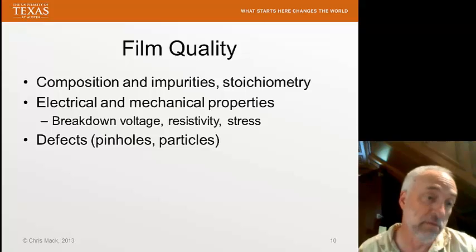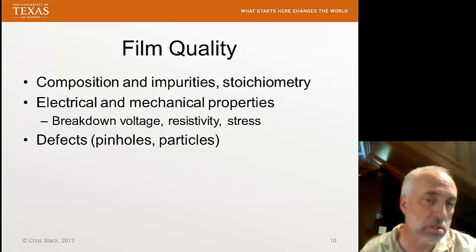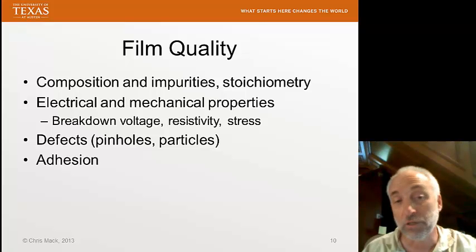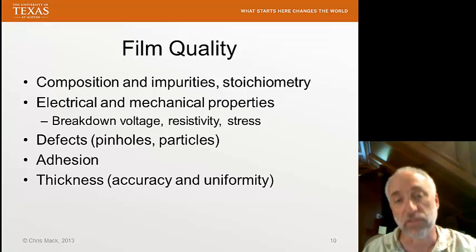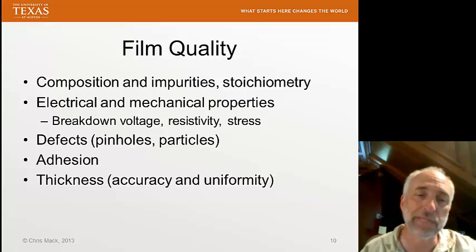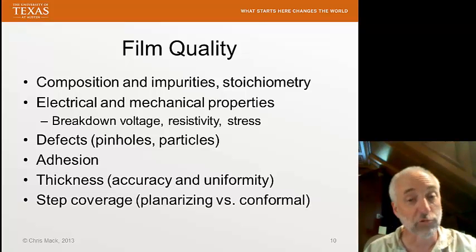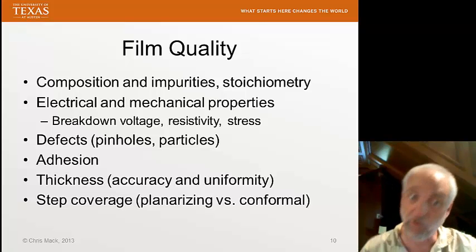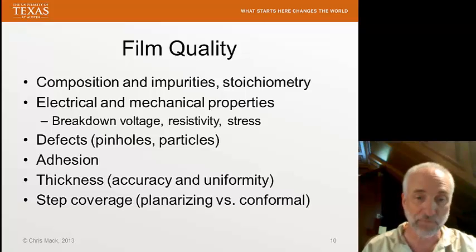Defects: we want a film that doesn't have any pinholes, that doesn't incorporate any particles. We want good adhesion of the film to the substrate that we're depositing upon. We want the right thickness, that is, hitting the right thickness, that's the accuracy of the thickness, and then good uniformity. Uniformity across the wafer, wafer to wafer, lot to lot. We want the right step coverage. Maybe we want good step coverage, maybe we want poor step coverage. We want the step coverage we want.